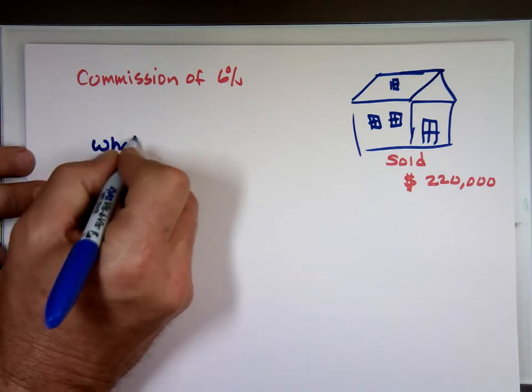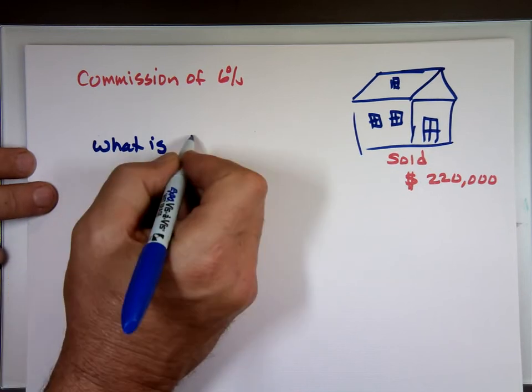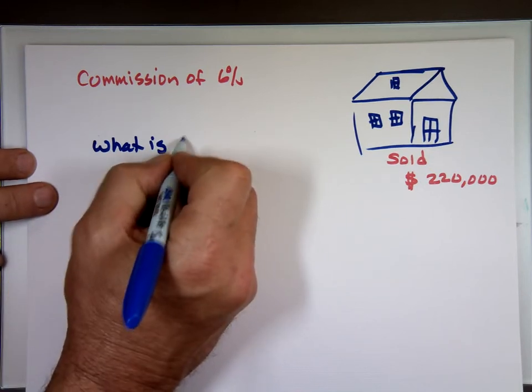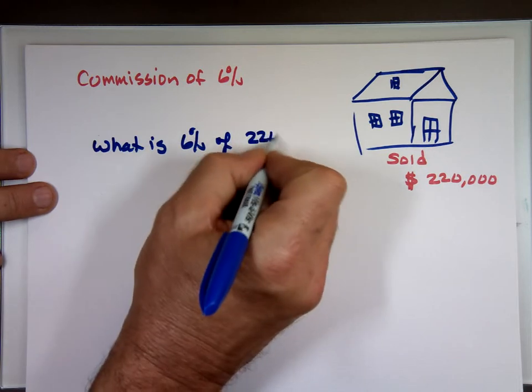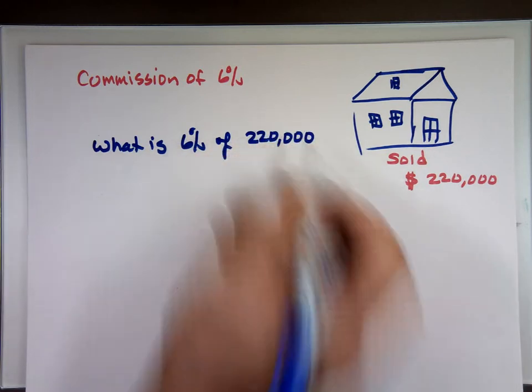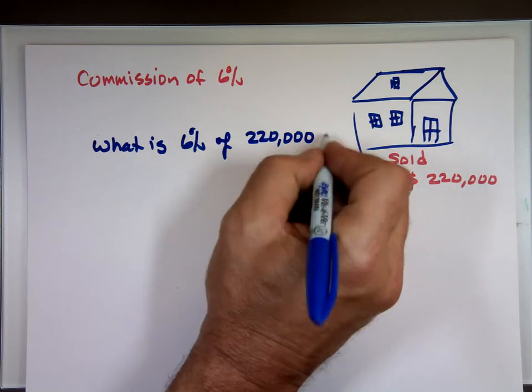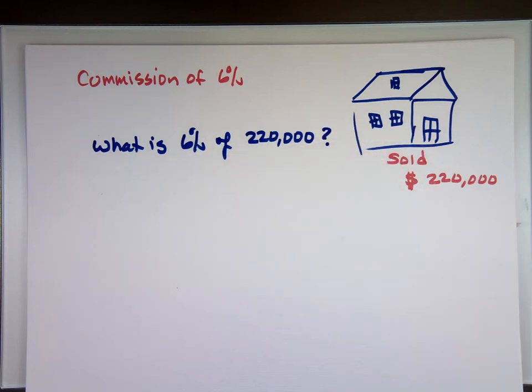the house is sold, and you go to your wife, I wonder what he's going to charge me. What is 6% of the 220,000? How much is he going to charge us? What's his commission? I listed the house, I had it on the market for 3 days and it was sold.